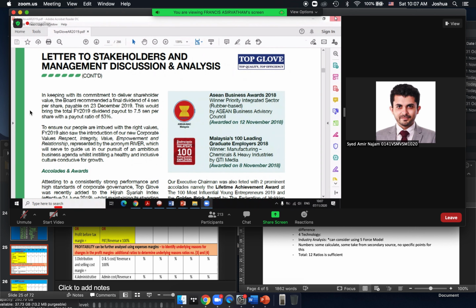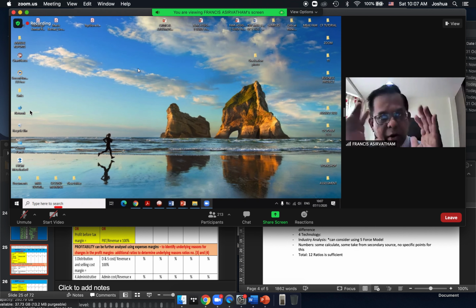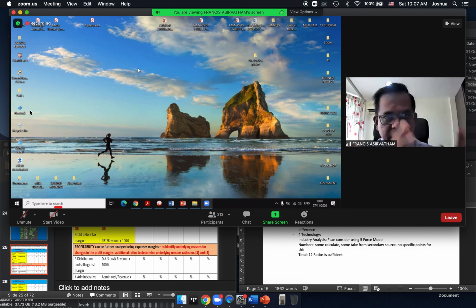Mr. Francis, I have a question. Is this MDA also audited by the auditors? It is part of the annual report, and auditors will mainly focus on the financial perspective, how they have presented the finance. This MDA is the management requirement. They have to produce it and explain to the shareholders and stakeholders what actually happened.